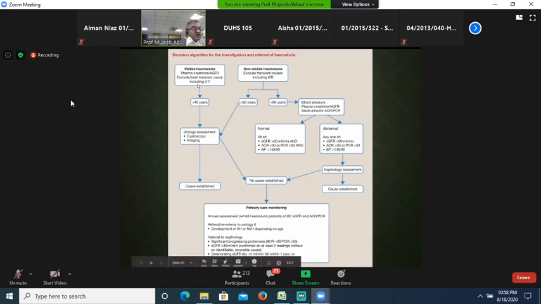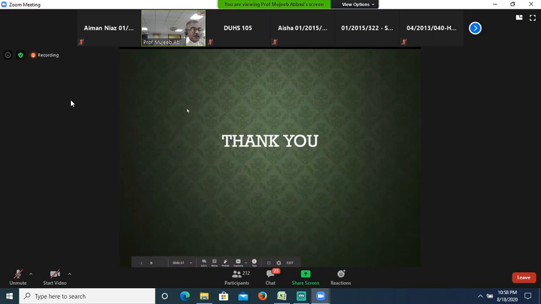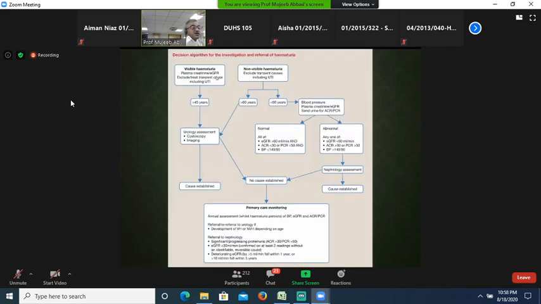Basically, sorry, go back again. Plasma creatinine, eGFR, exclude and treat transient causes, include UTIs. If above 45 years, urology assessment, cystoscopy and imaging. And if no cause is established, then primary care monitoring, annual assessment while hematuria persists, BP and all those things. And then if there is a cause, then treat the cause.